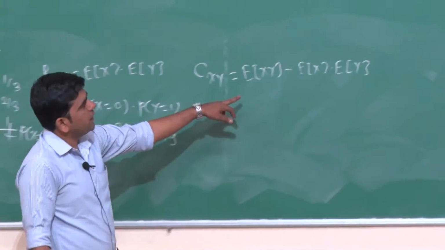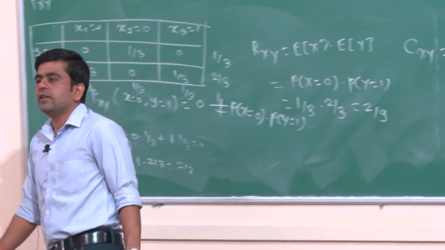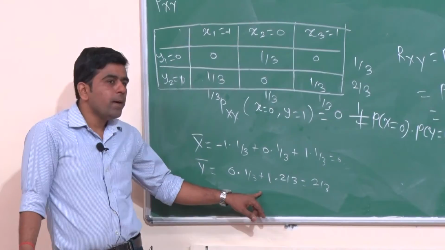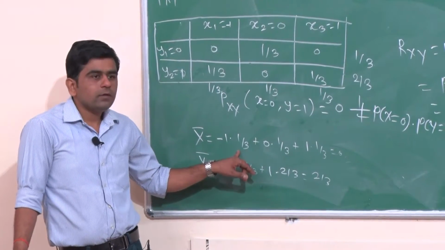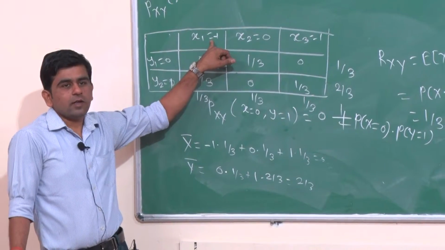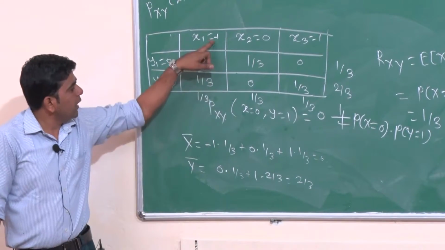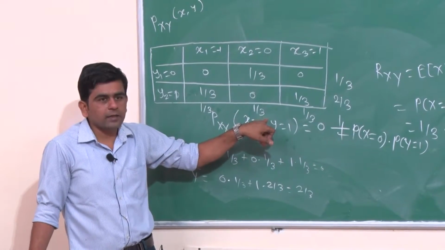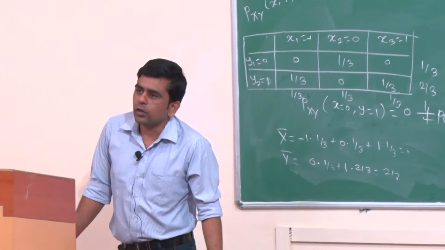Covariance is equal to expected value of xy minus expected value of x into expected value of y. We have to calculate the mean value for x random variable and also for random variable y. So here for x random variable, first x1 is equal to minus 1, x2 is equal to 0 and x3 is equal to 1. Minus 1 into 1 by 3 plus 0 into 1 by 3 plus 1 into 1 by 3. This will give the mean value, that is equal to 0.